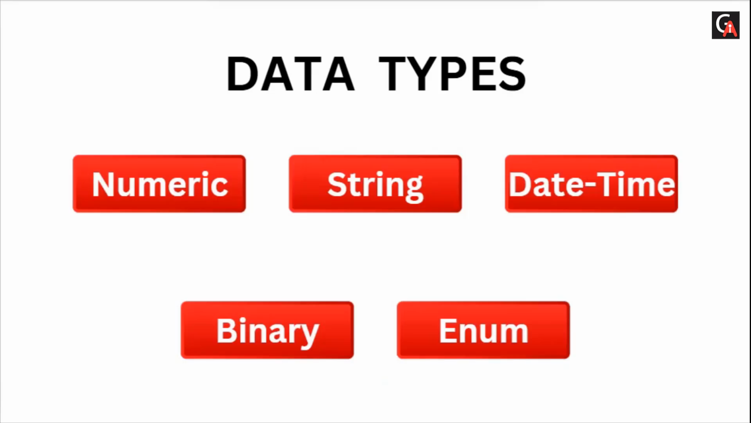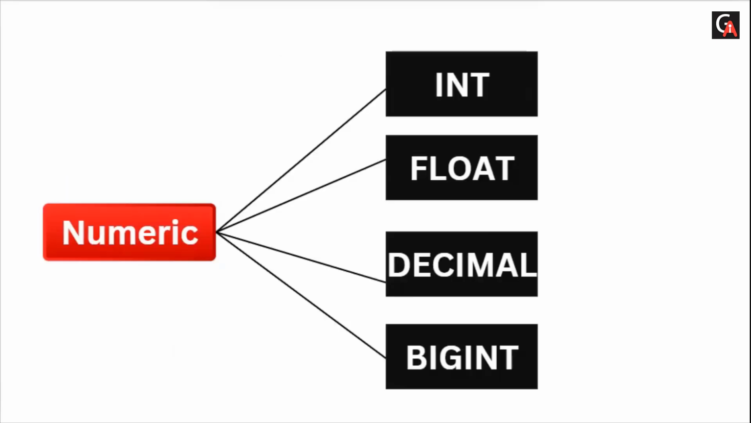Let's see what all data types we have. We have numeric, string, datetime, binary, and enum. Let's look at what subcategories they have. First, we have numeric, wherein we store data which consists of whole numbers. We have four subcategories in numeric data.